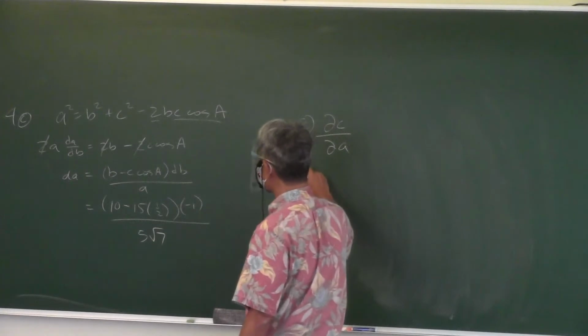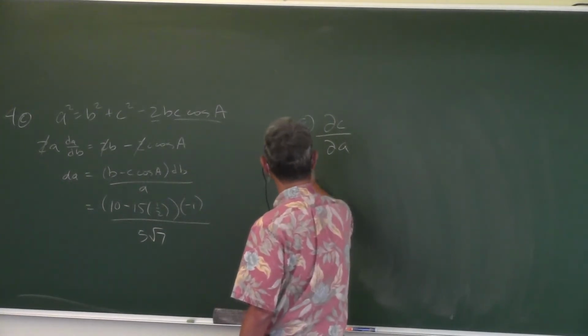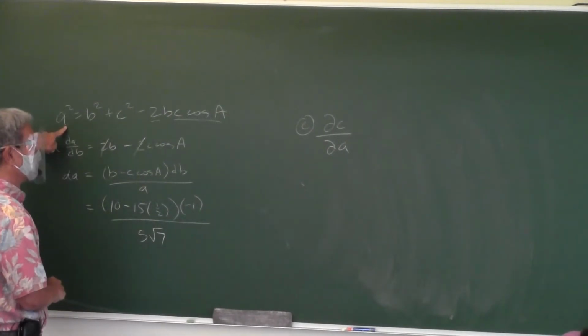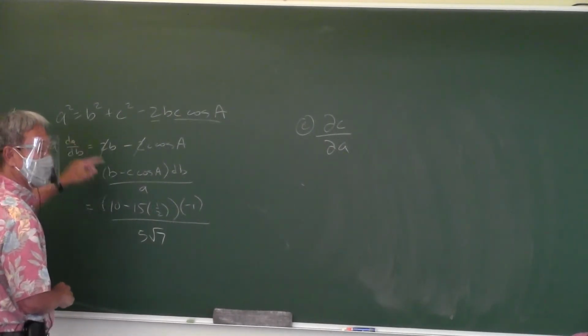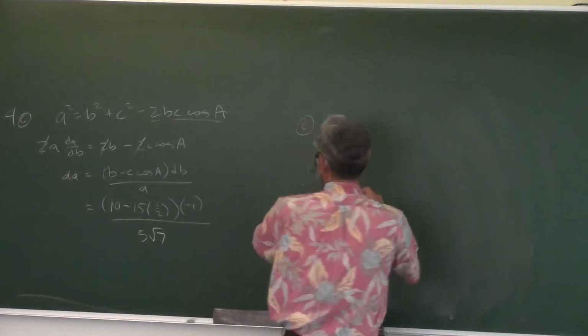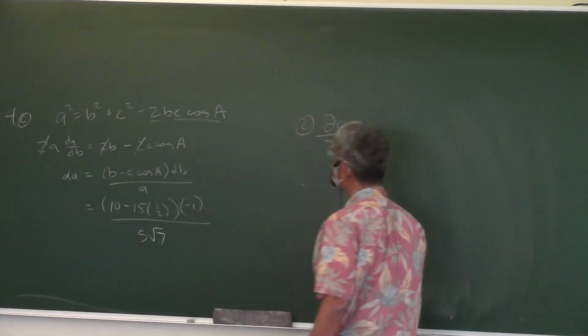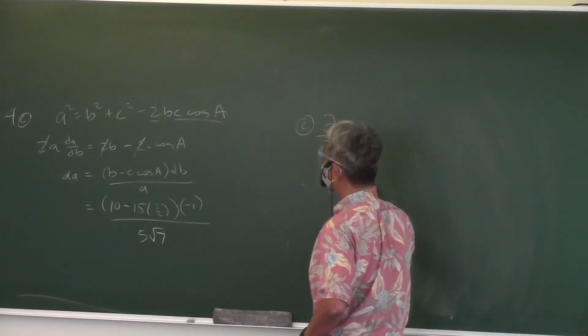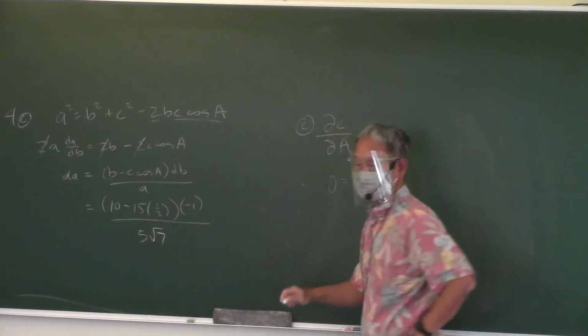0 equals 2. No. A is your independent variable. Isn't it? Oh, like capital A. That's E, capital A. It is? Yeah. Oh, okay, there you go. Okay, go. 0 equals 2C del C over del A.